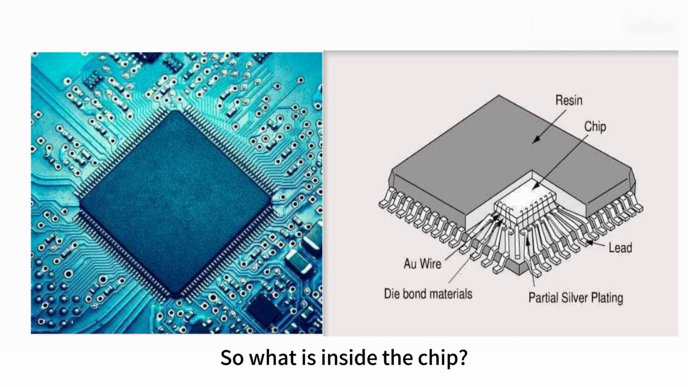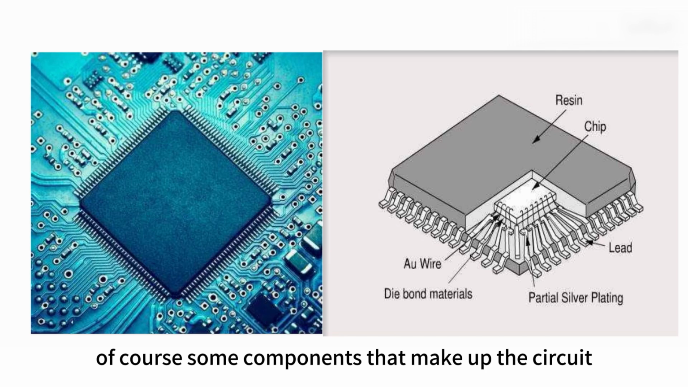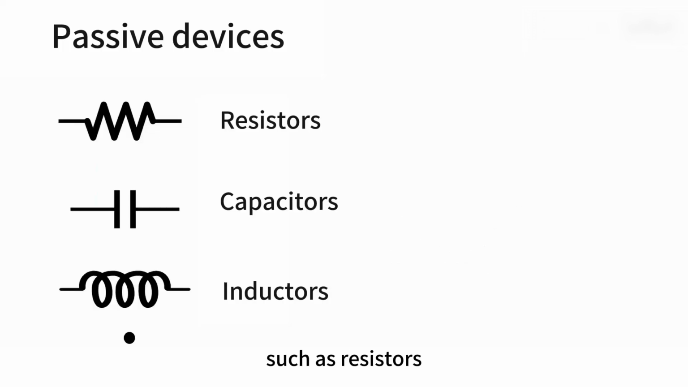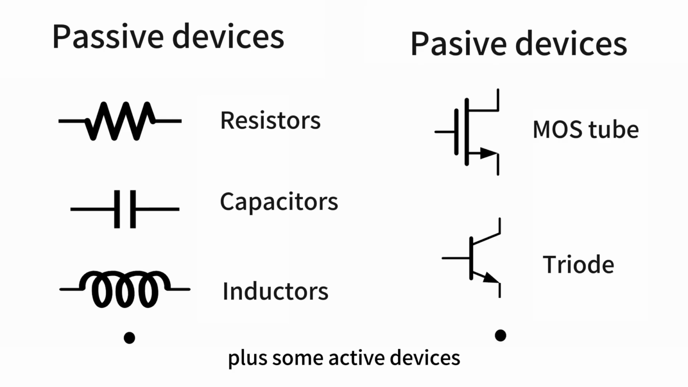So what is inside the chip? As mentioned earlier, the essence of the chip is the circuit. So the inside of the chip is, of course, some components that make up the circuit, such as resistors, capacitors, inductors, plus some active devices, such as triodes and MOS tubes.